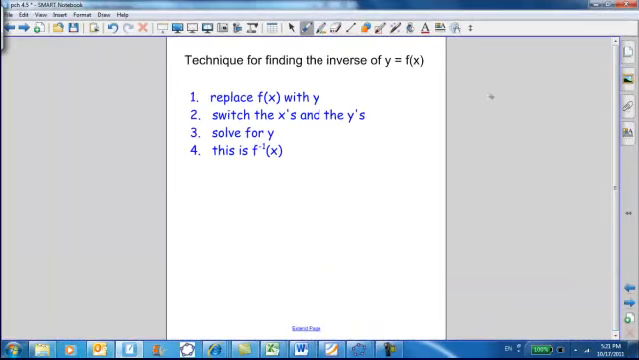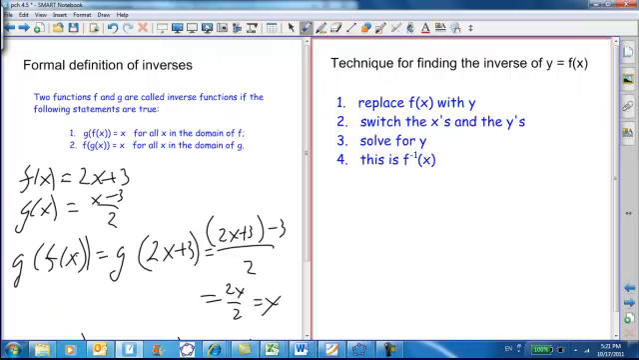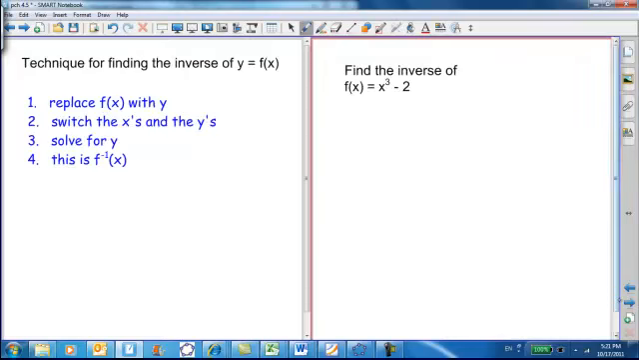Now here's a nice technique where you don't have to sort of eyeball it. You can just do it directly, algebraically. Replace f of x with y, switch the roles of x and y, solve for y, this is f inverse of x. Let's see how this works on our next function, x cubed minus 2. So step 1, replace f of x with y. So we have y equals x cubed minus 2.